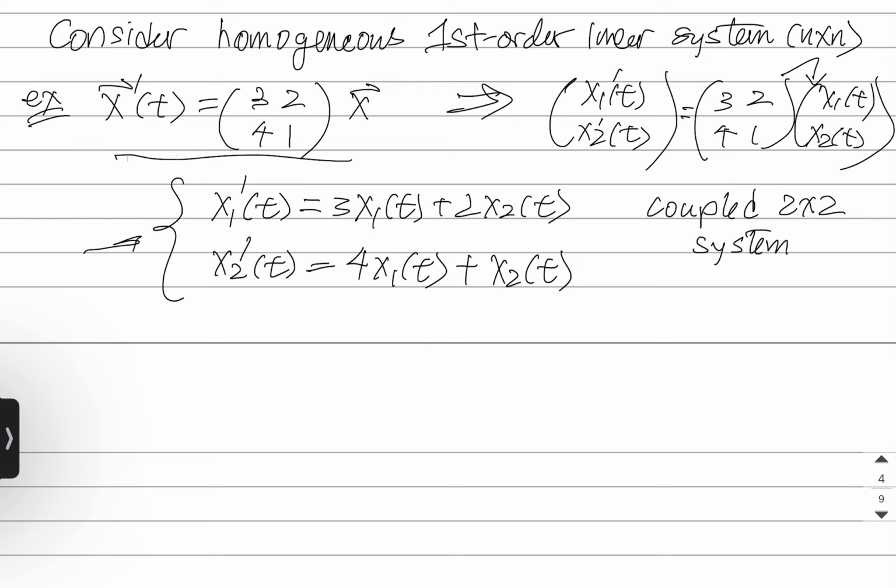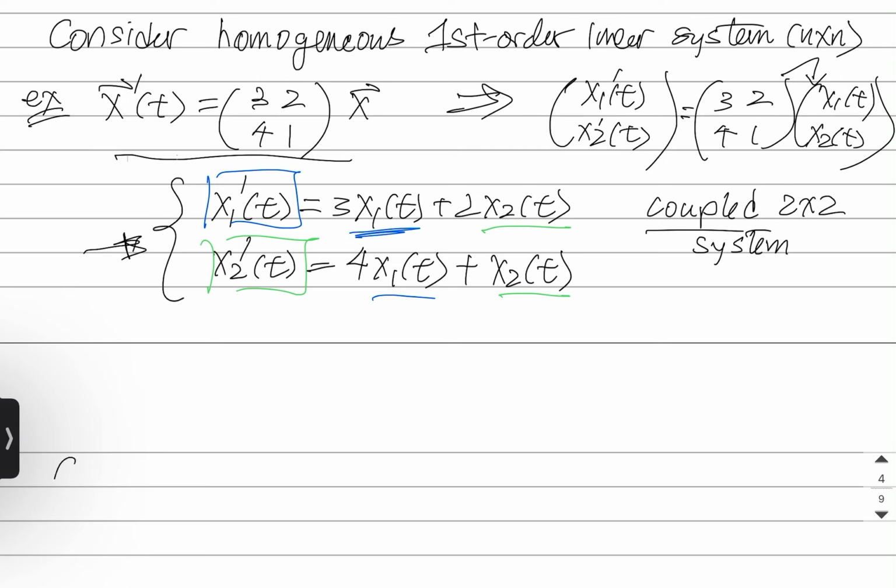Now, this is what we will call a coupled linear system. It's coupled because the equation for x1 prime has both x1 and x2 in it. And the equation for x2 prime has both x1 and x2 in it. So this is a 2x2 linear system. And again, it's coupled, but we don't typically say that. We will always assume it's coupled.